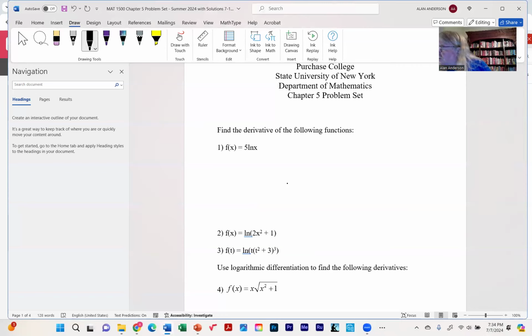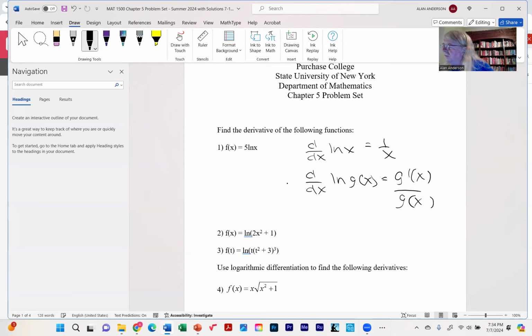So for example, here, now, if you remember, the derivative of the log of x is just 1 over x. Okay, the derivative of the log of a function of x is a little bit more complicated. Now here, you notice there's a 5 multiplying this log x. So this is not log g of x. It's simply 5 times the derivative of log x.